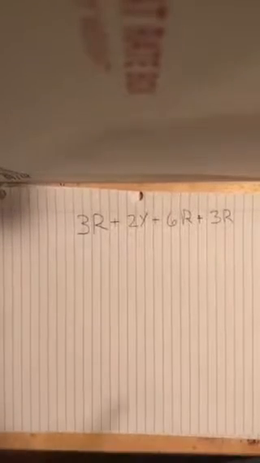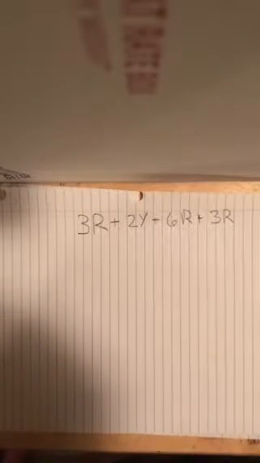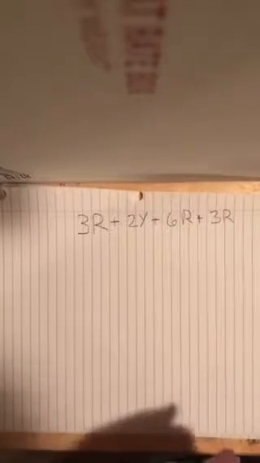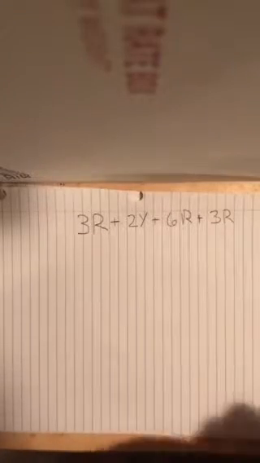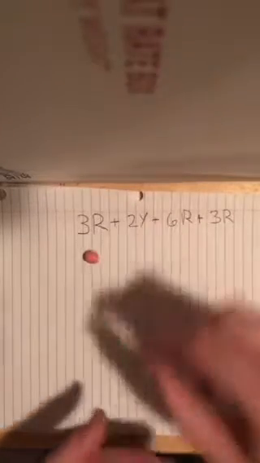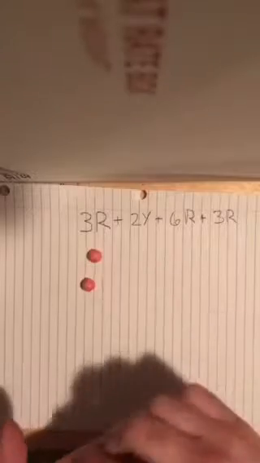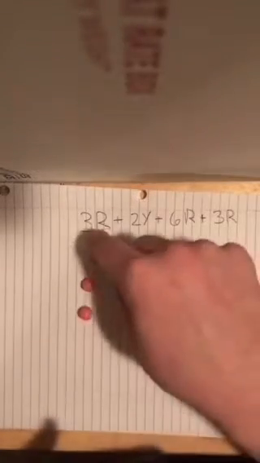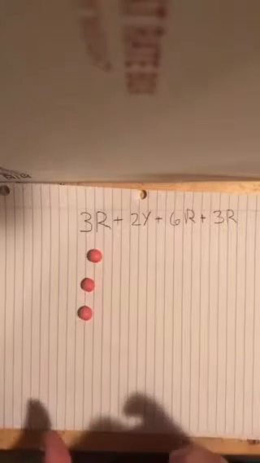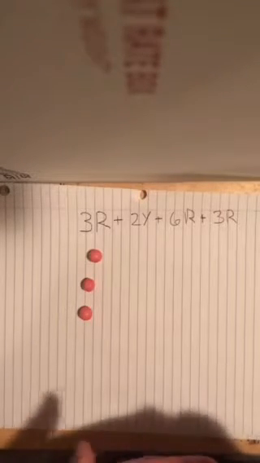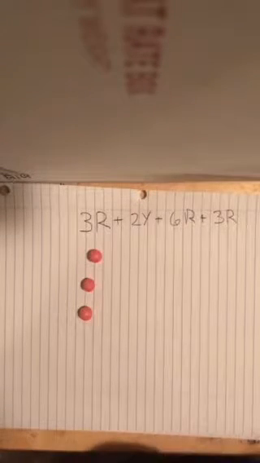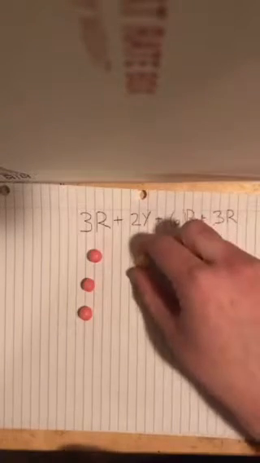I'm going to use the sweet tarts to show what our variables will be. So we can come in here and we can see we have 3r, or 3 red sweet tarts. We have 3r, 3 red. Perfect. Now we can go over to the next one. We have 2y, or 2 yellow sweet tarts.